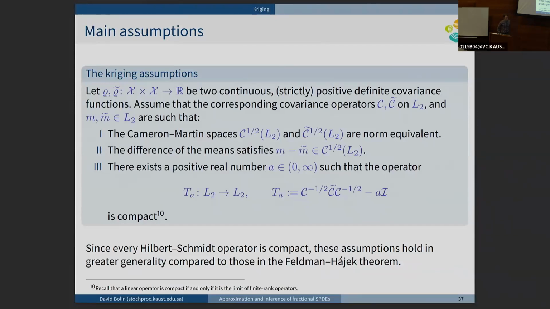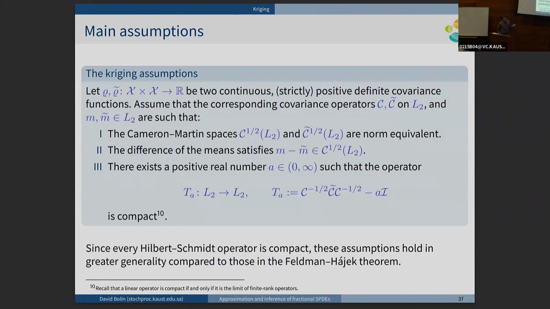What we instead came up with are the following assumptions. So our Kriging assumptions, which we will show are necessary and sufficient for this Kriging problem. The setup is exactly as before. We have our two covariance functions, we have our two mean value functions, and then we assume these three things. We can note that the first two assumptions here are the same as those in the Feldman-Hayek theorem. So the only difference is the third one, which says something about this operator that we call TA.